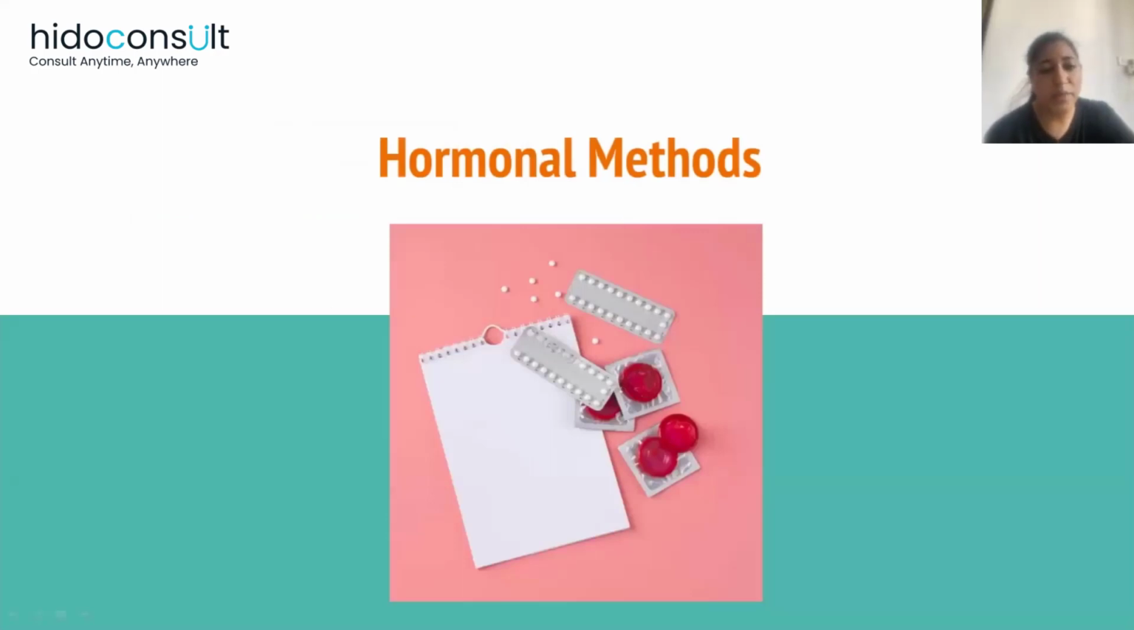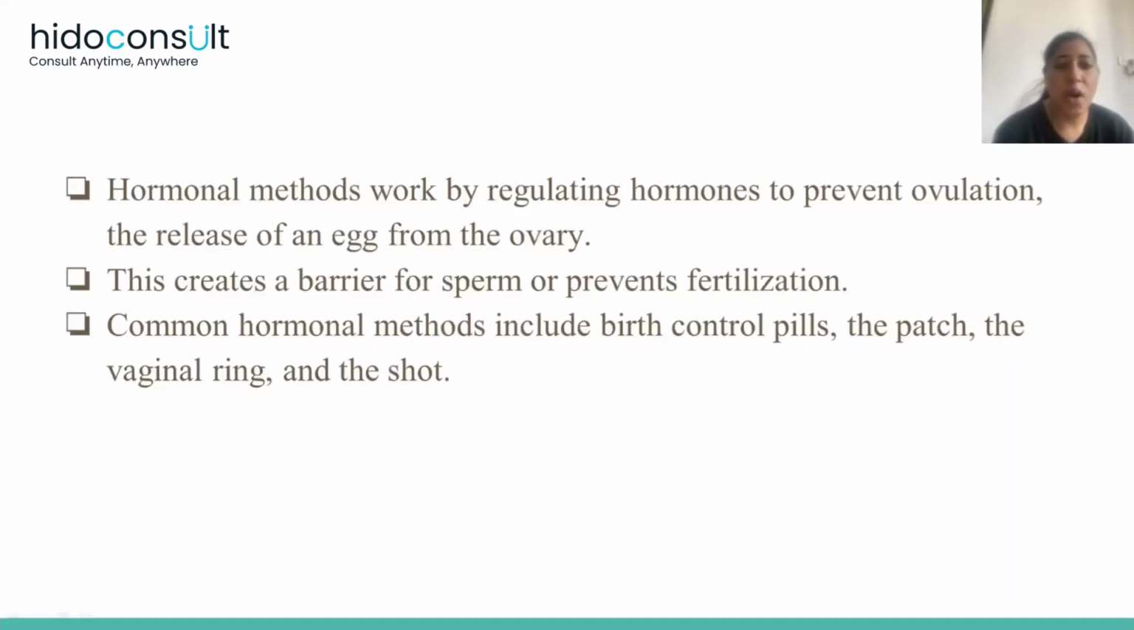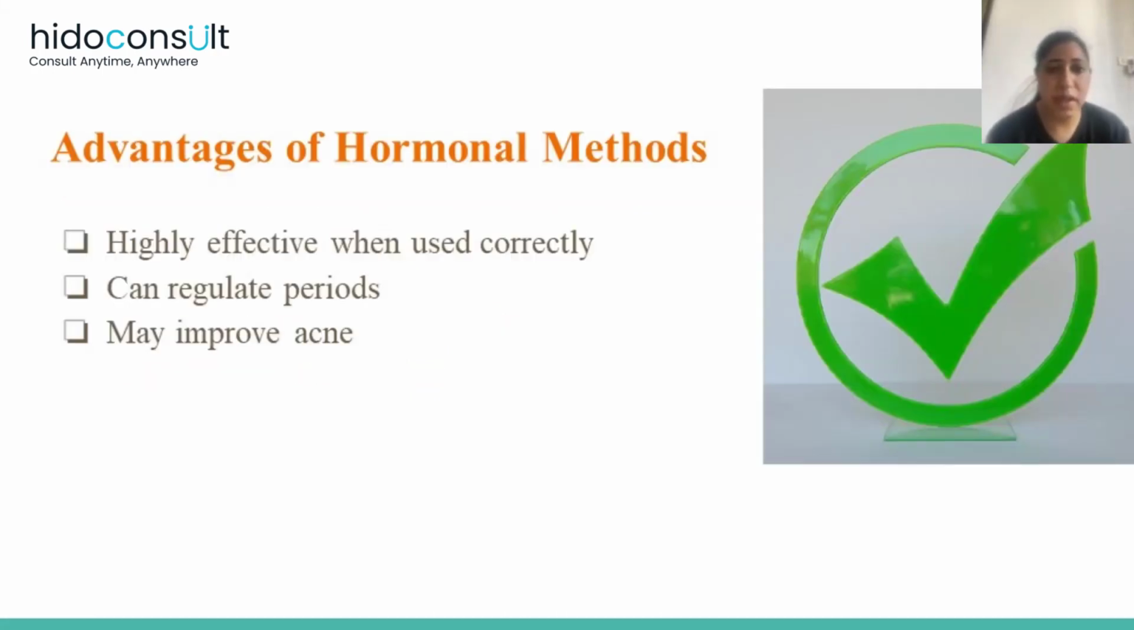Now coming to the hormonal method. Hormonal methods work by regulating hormones to prevent ovulation, the release of an egg from the ovary. This creates a barrier to sperm and prevents fertilization. The common hormonal methods include birth control pills, patches, vaginal rings and shots. Advantages of hormonal methods are that they are highly effective when used correctly. They can regulate our periods and also improve acne.